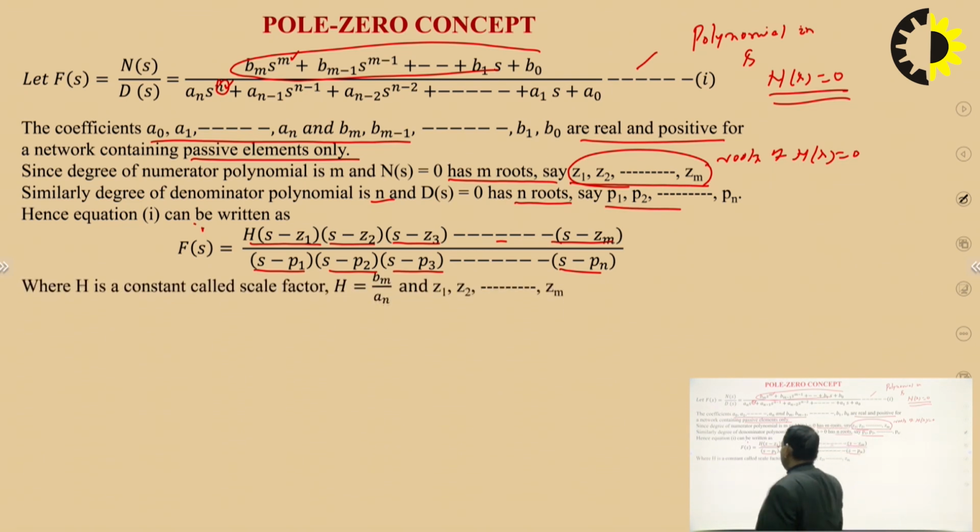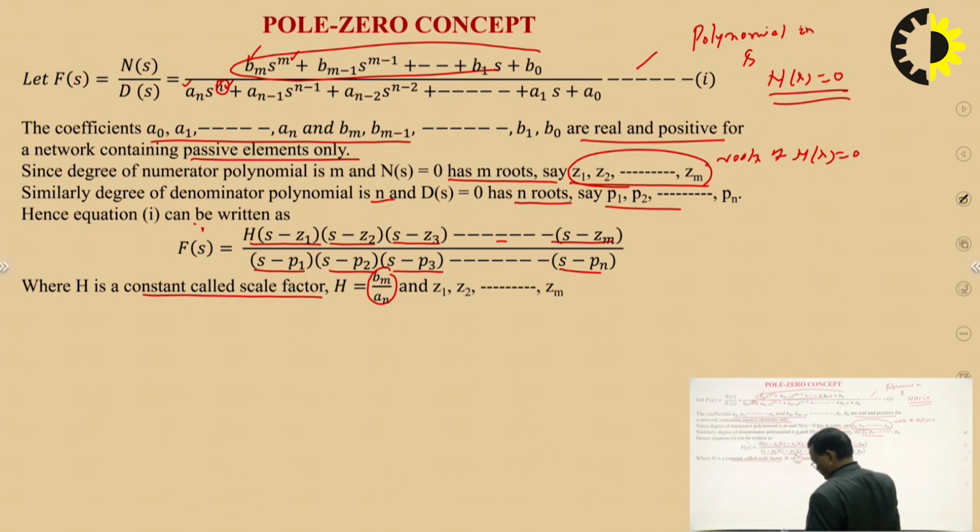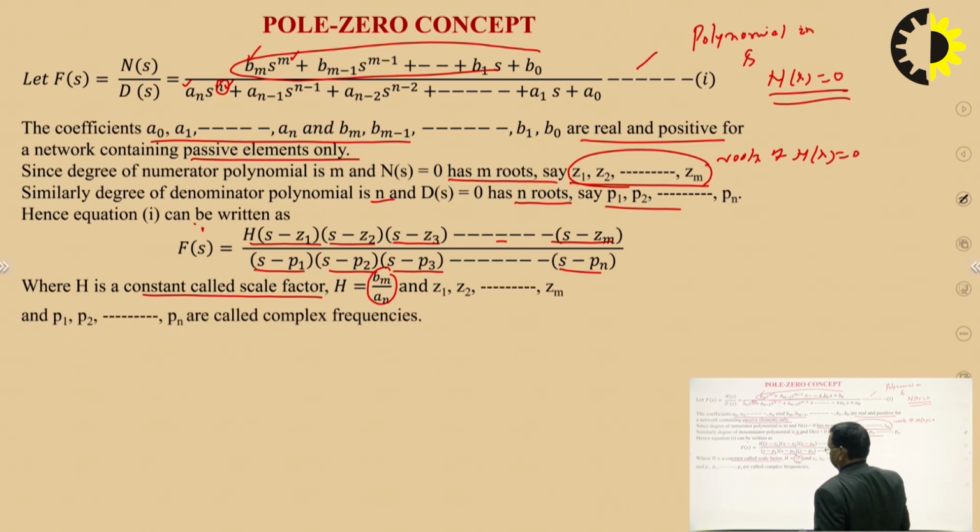So what is H? H is a constant known as the scale factor and it is given by the ratio of bm to an. This is your bm and this is an. And z1, z2, zm and p1, p2, pn are called complex frequencies. Why are they called complex frequencies? Because this s is a complex frequency.